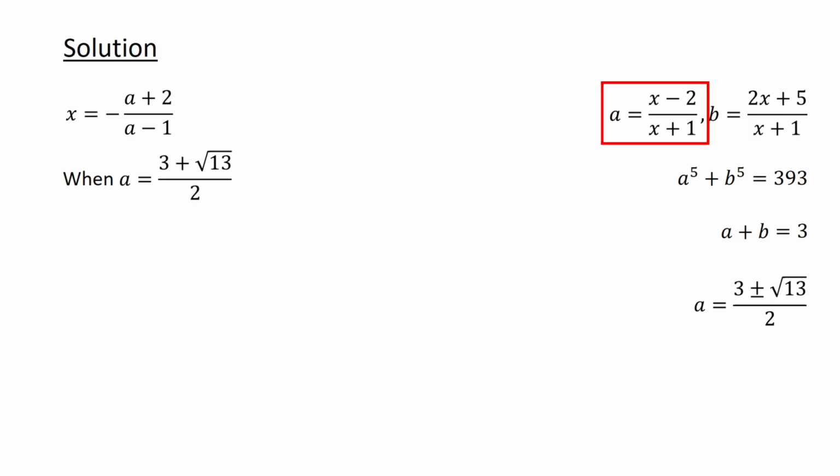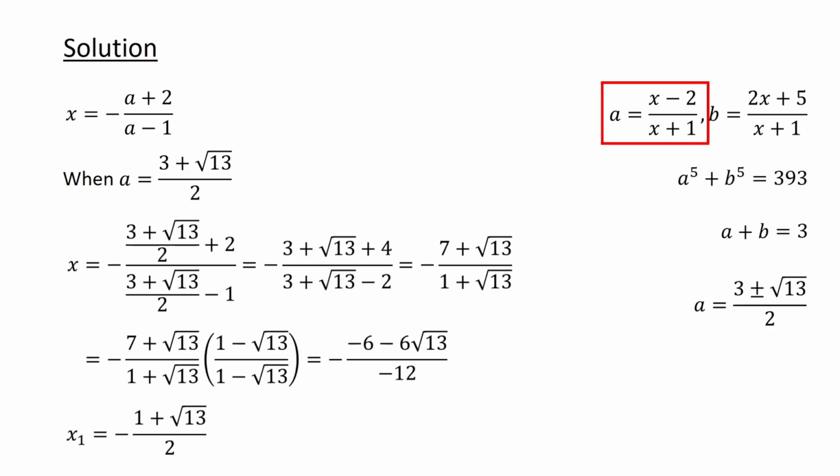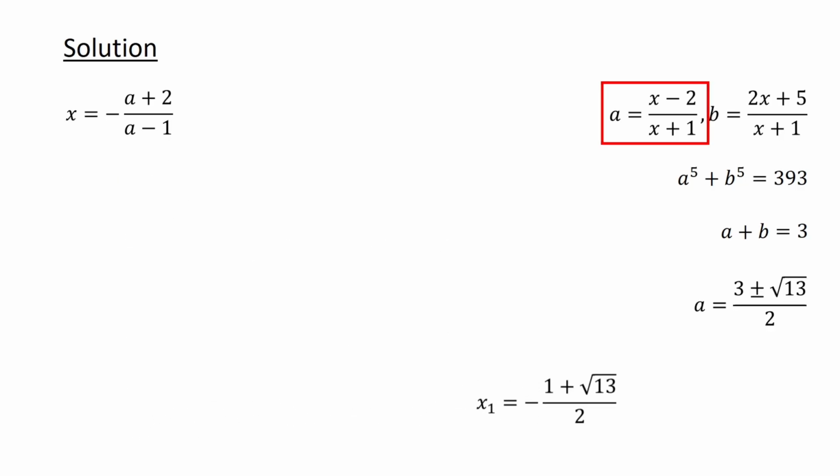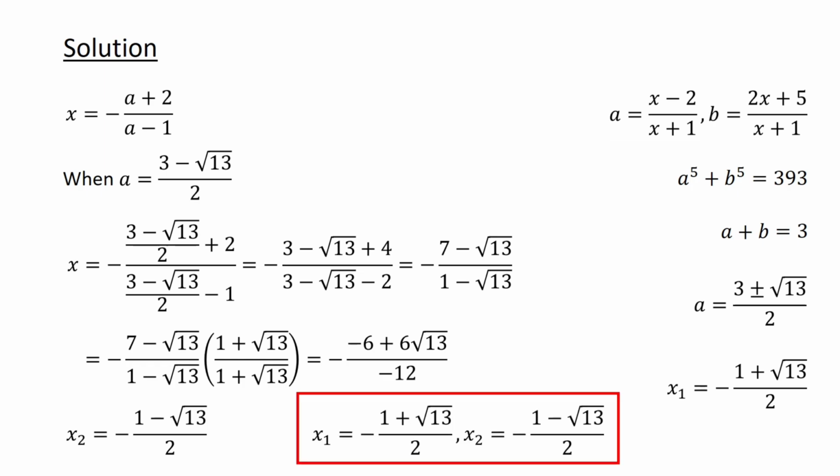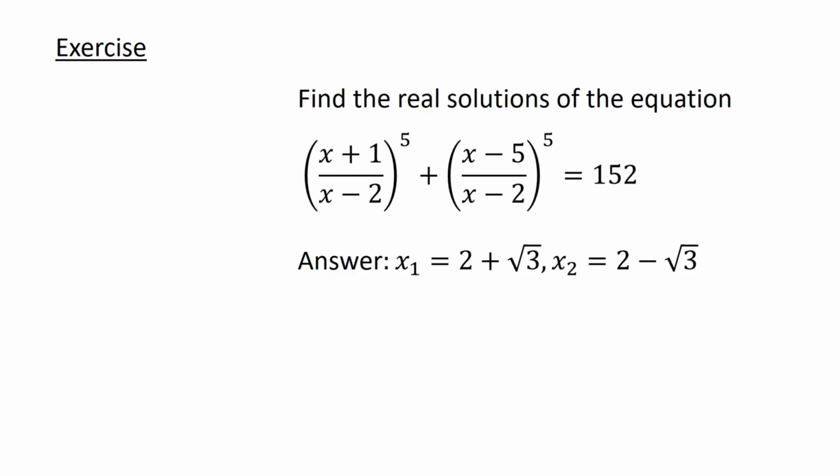Substituting a equals (3 + sqrt(13))/2 into the expression for x, we obtain after some algebraic manipulation x equals (-1 + sqrt(13))/2. Substituting a equals (3 - sqrt(13))/2 gives us x equals (-1 - sqrt(13))/2. Therefore, the solutions to our original equation are (-1 + sqrt(13))/2 and (-1 - sqrt(13))/2. As an exercise, try to solve this equation and see if you can get the correct answer. This marks the end of the video.